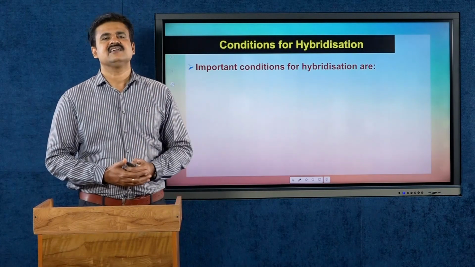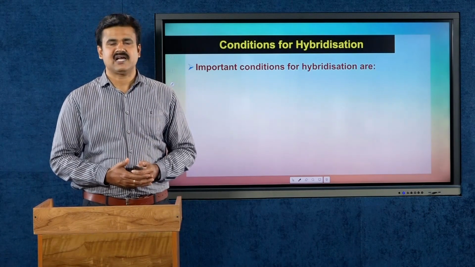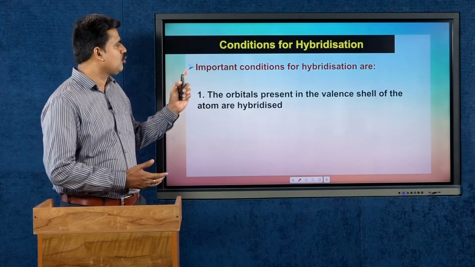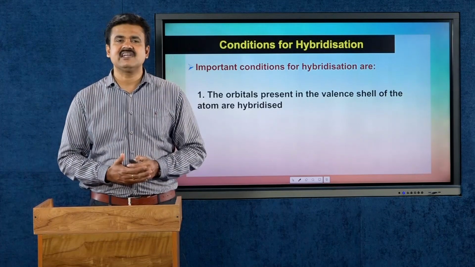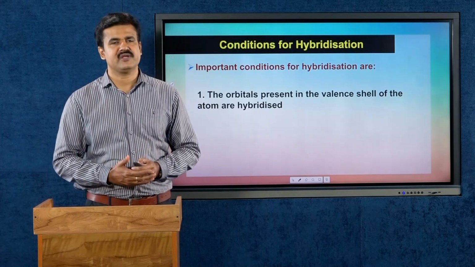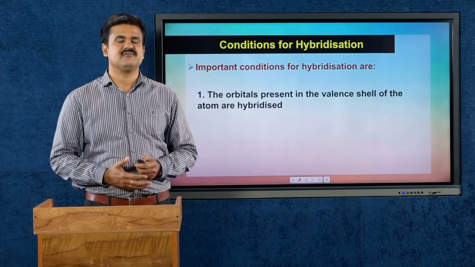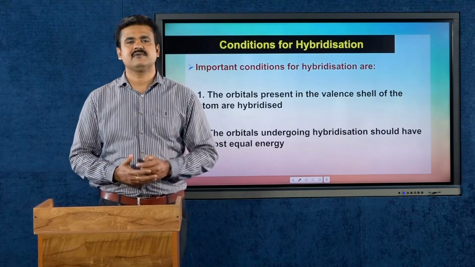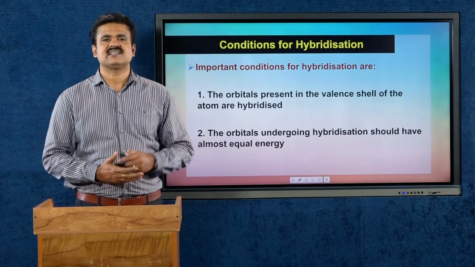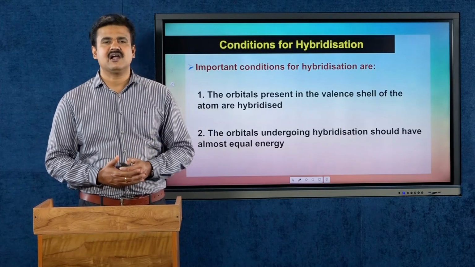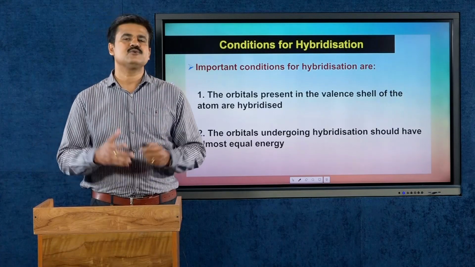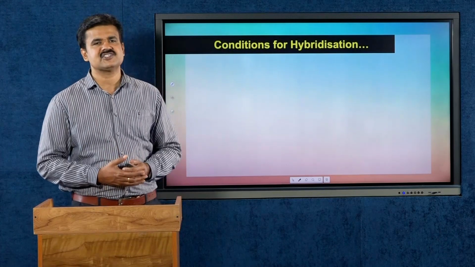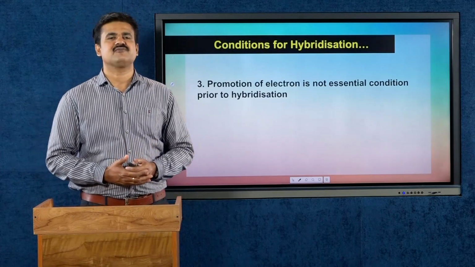Now, we are discussing some important conditions for hybridization. The orbitals present in the valence shell of the atom undergo hybridization. Only orbitals of the valence shell will undergo hybridization. That is the most important condition. And the second one, the orbitals undergoing hybridization should have almost equal energy. That is, a huge energy difference between atomic orbitals will not lead to effective hybridization.